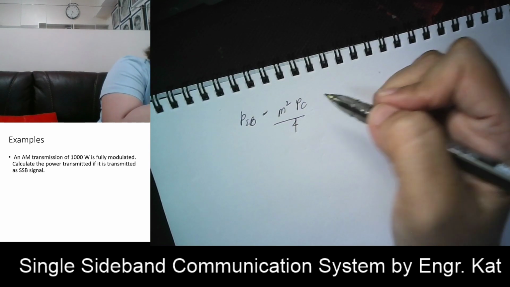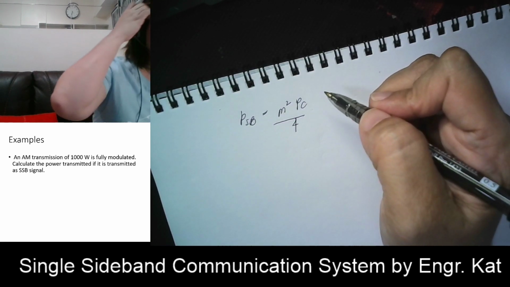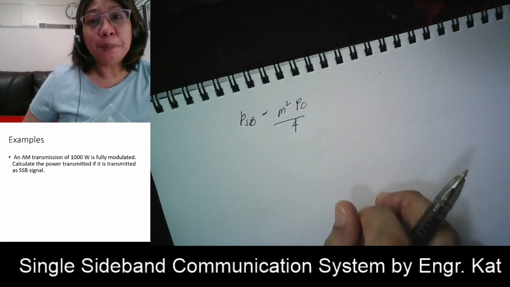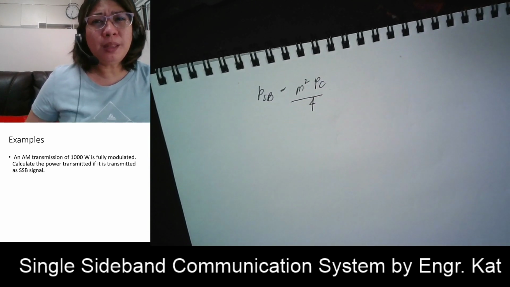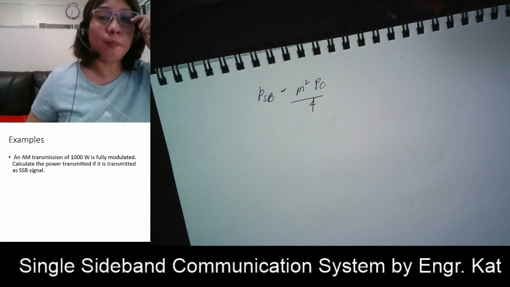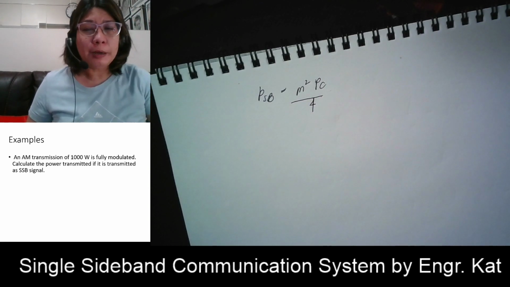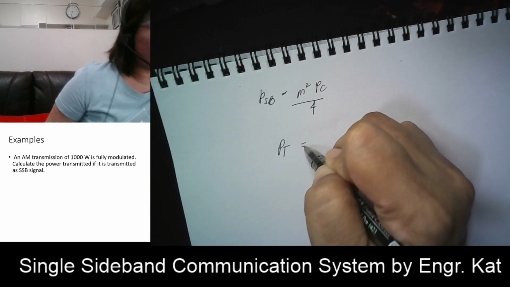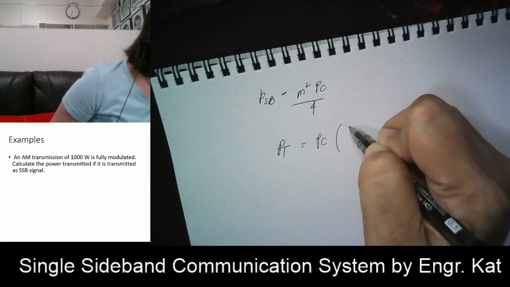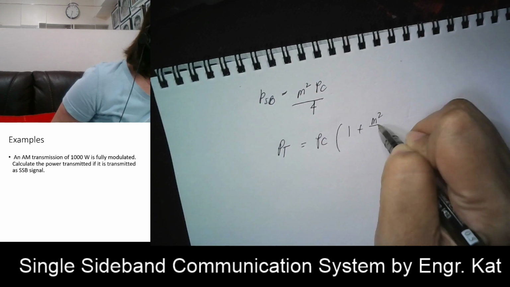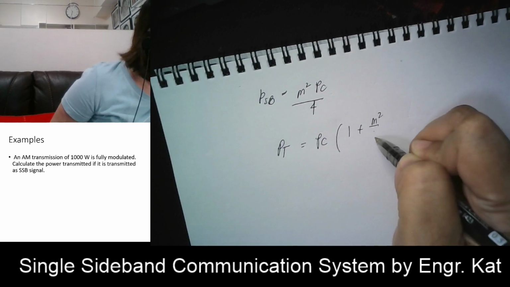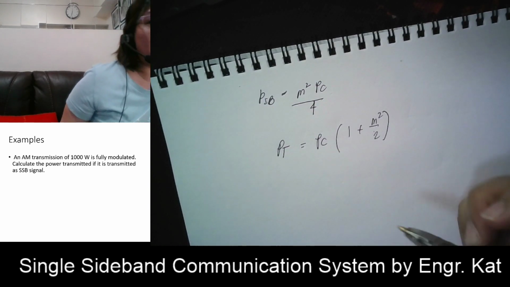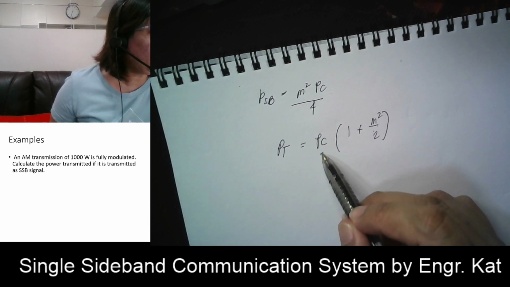Okay. However, we do not know yet the unmodulated carrier because in the problem, it is already the total power transmitted for a conventional AM. So in this case, we need to solve first for the carrier power. How do we solve for the carrier power? For conventional AM, we have a formula that the total transmitted power is equivalent to the carrier power times 1 plus m squared all over 2. This is for a conventional AM if you're going to recall the formula. Okay, so we need to solve for Pc.